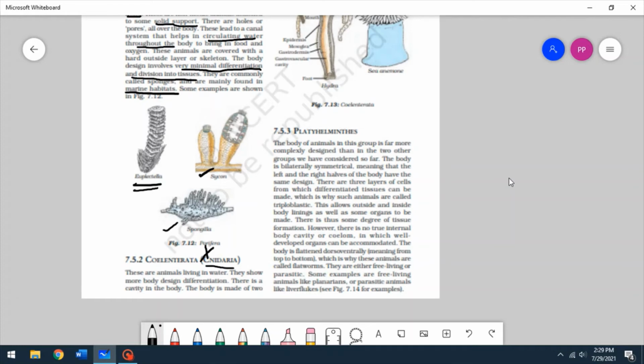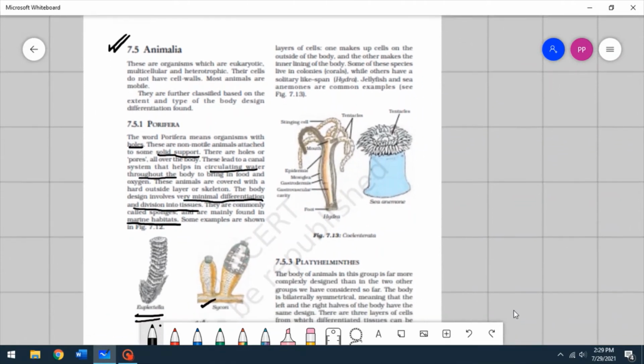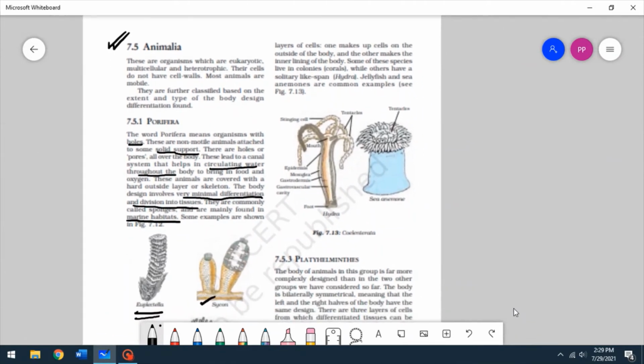So these are also animals that live in water. They show more body design differentiation. There is one cavity in the body, and the body is made up of two layers of cells. One makes up cells on the outside of the body, and the other makes up the inner lining of the body.